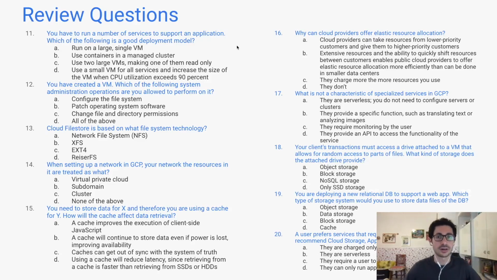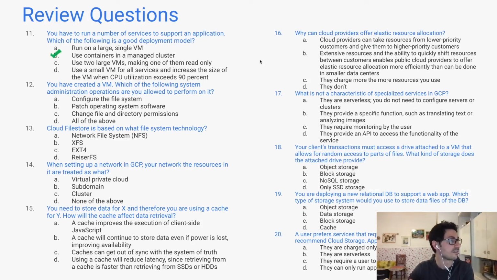You have to run a number of services to support an application. Which of the following is a good deployment model? So run on a large single VM? No. Use containers in a managed cluster? This is probably the case. Use 2 large VMs, making one of them read-only? I would say no. Use a small VM for all services and increase the size of the VM when CPU utilization exceeds 90%. This is not really a good practice, so B.